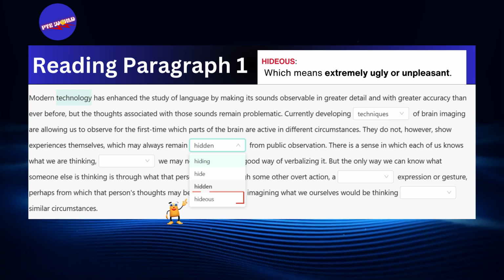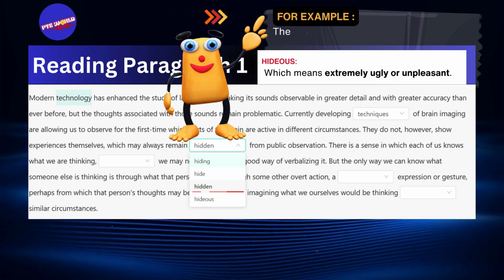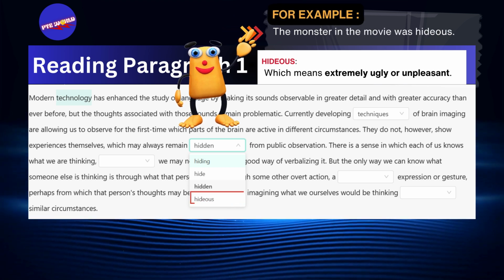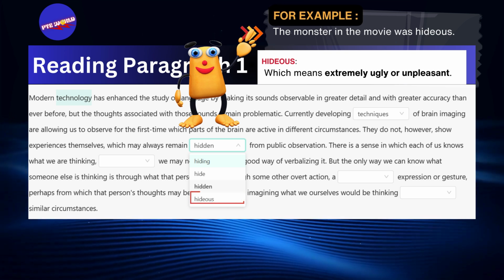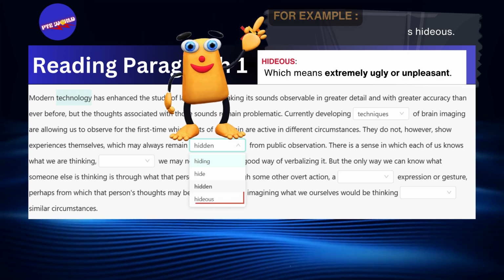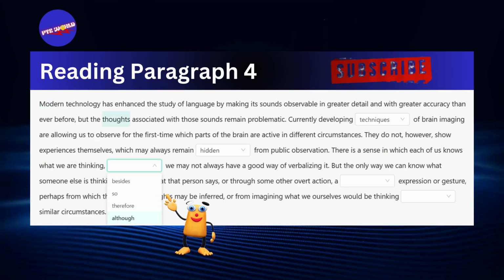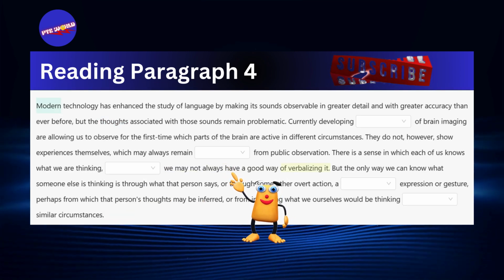Third is hideous, which means extremely ugly or unpleasant. For example, the monster in the movie was hideous. This doesn't fit contextually as it describes appearance, not the state of being unseen. Moving on, there is a sense in which each of us knows what we are thinking, besides, so, therefore, although, we may not always have a good way of verbalizing it.